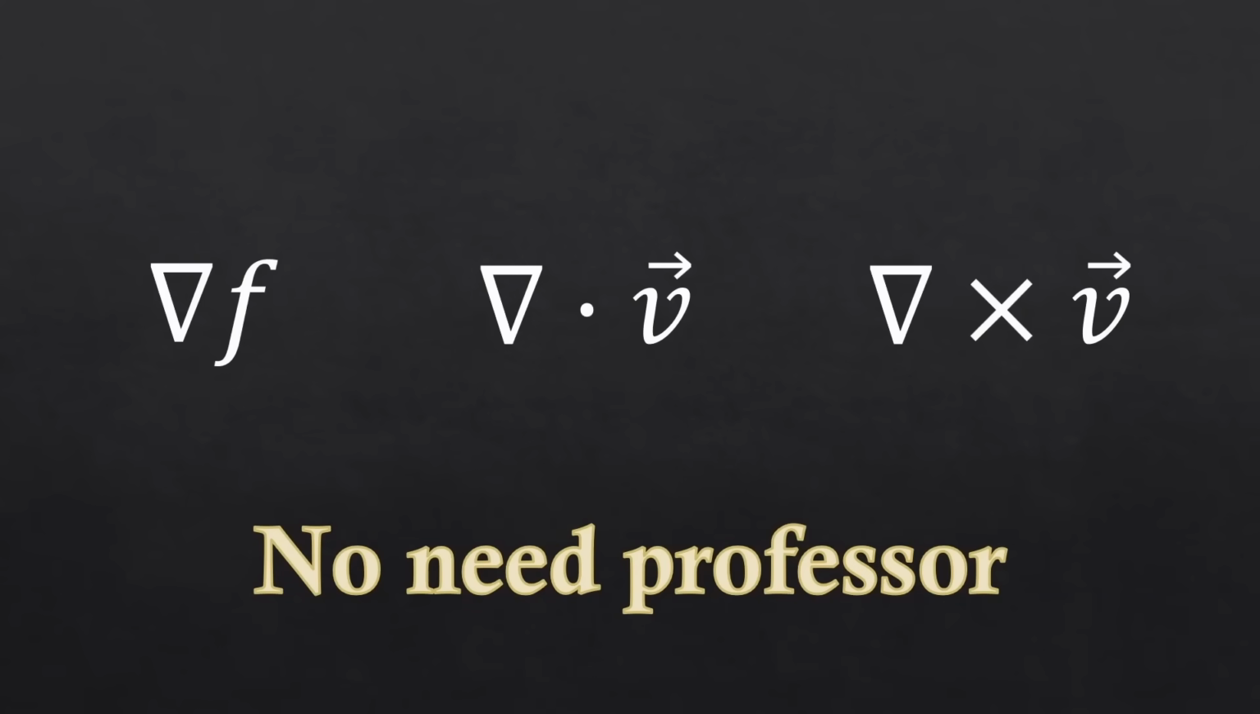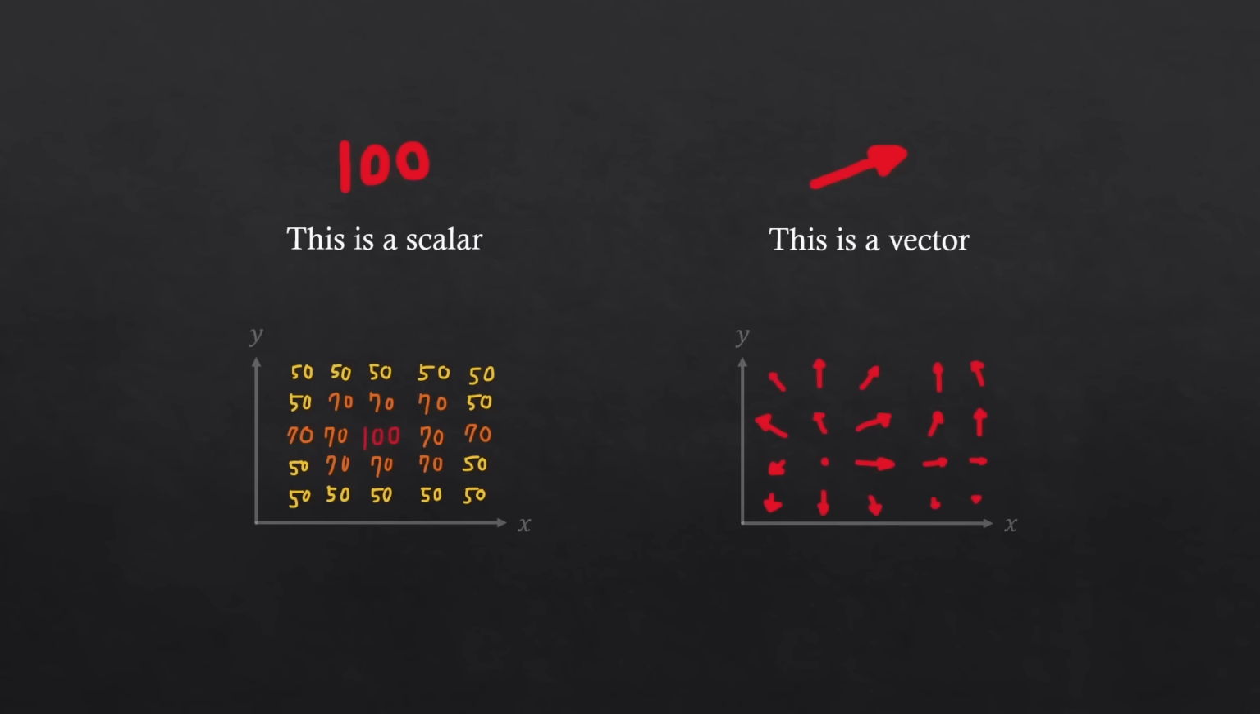I'll try to explain the physical meaning of these three mathematical tools, which are used across various fields of physics. We know that this is a scalar, so just a number, and this is a vector, a number or a magnitude with a direction. Now, this is called a scalar field because multiple scalars are present. And this is called a vector field because multiple vectors are present. So a field is formed when we have a bunch of them distributed in space.